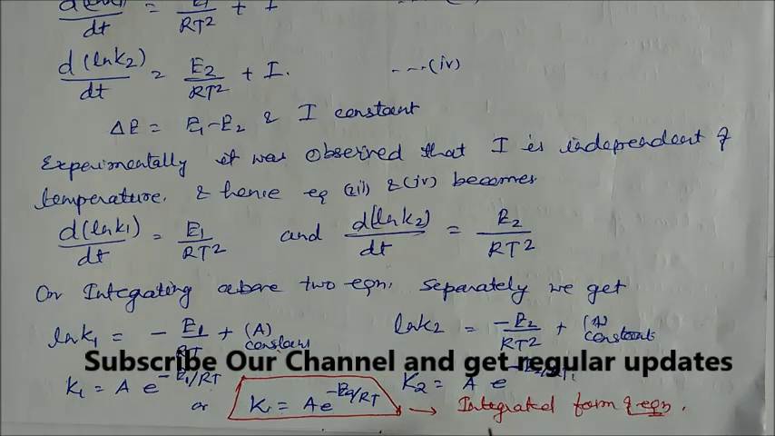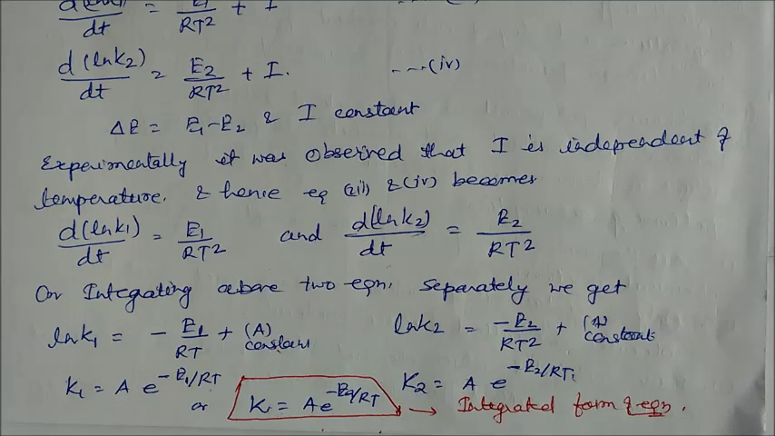This form is called the integrated form of the Arrhenius equation. Arrhenius did this experimentally, but Van 't Hoff gave it theoretically. So this is the difference between the Arrhenius and the Van 't Hoff equations.